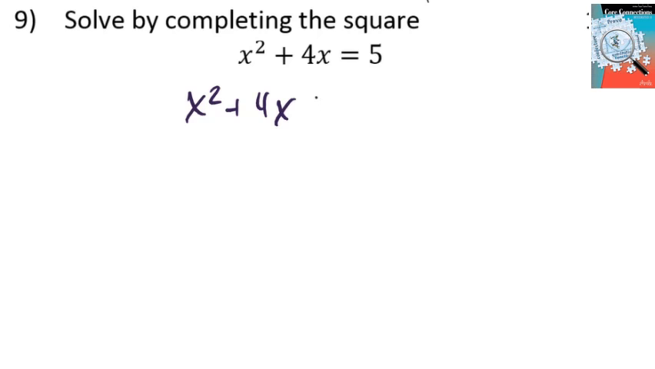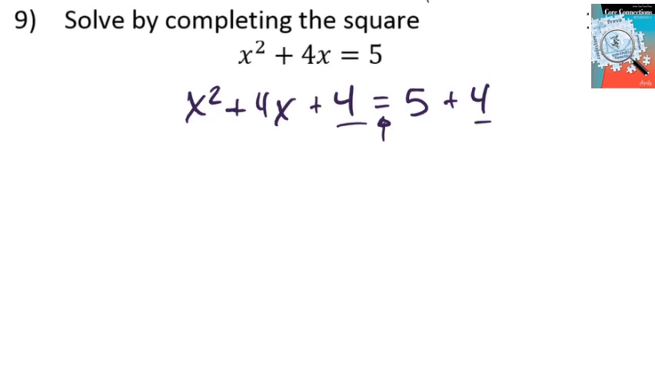So 1/2 of 4 is 2, and 2 squared is 4. So I'm going to add a 4 to that side. And when I do so, I need to add a 4 to the right-hand side also to keep the equation true, right? I'm claiming these are equal, so I just added 4 to each side. They're still equivalent to each other.